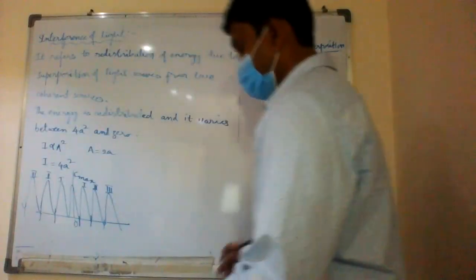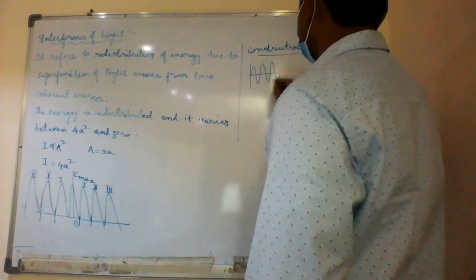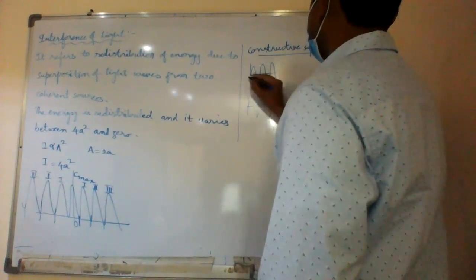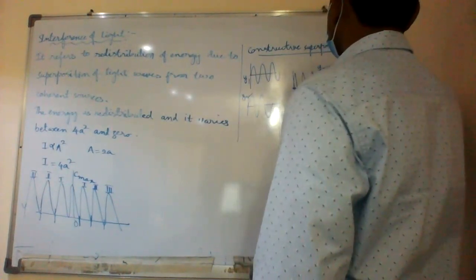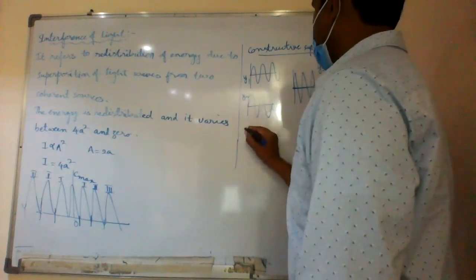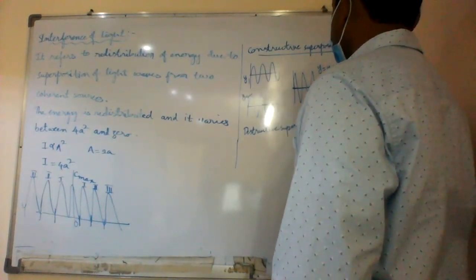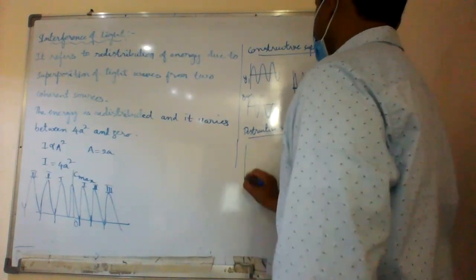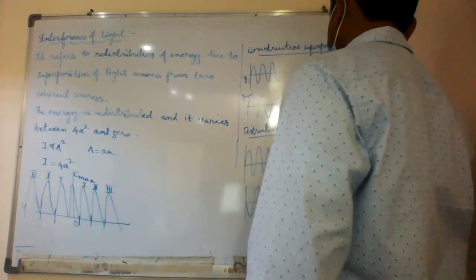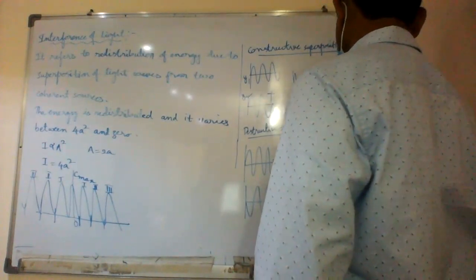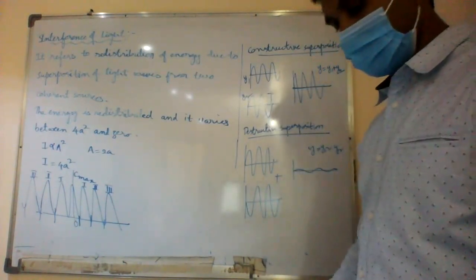Now, here we have constructive superposition. Suppose there are two waves, y1 and y2. We get a wave of maximum amplitude, so y is equal to y1 plus y2. This is constructive superposition. Next is destructive superposition, where y is equal to y1 minus y2. So this is constructive and destructive superposition.